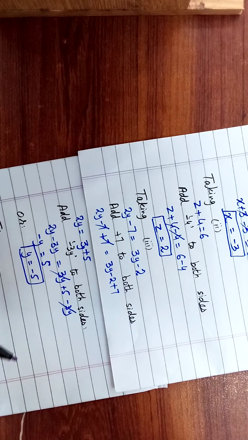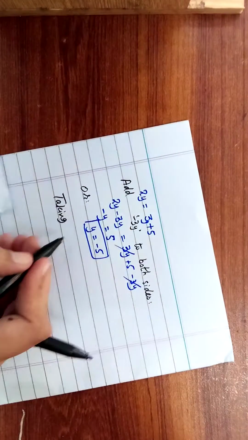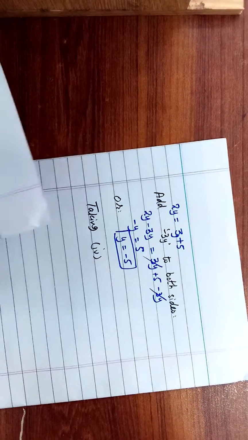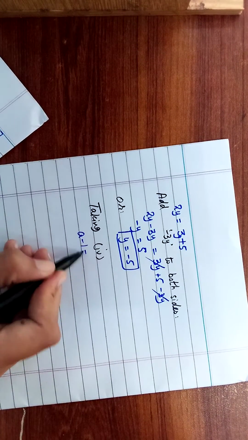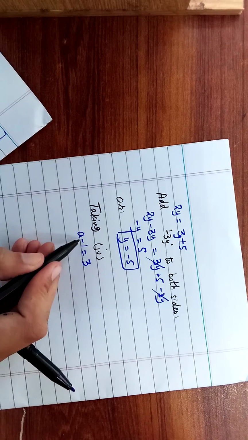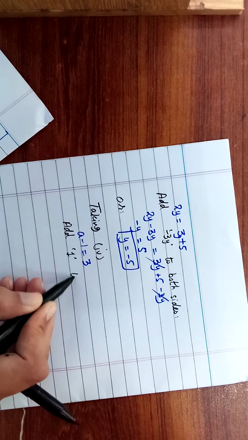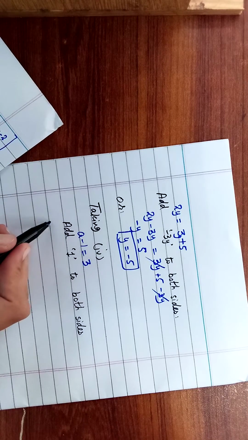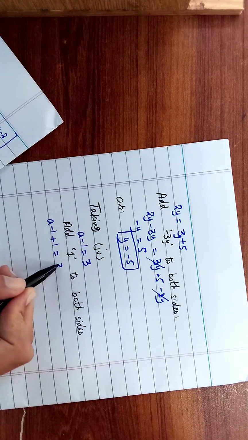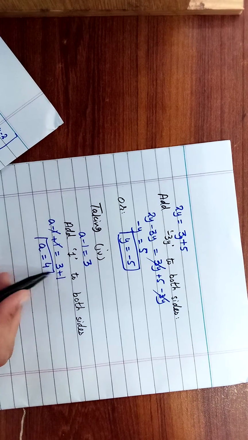Now taking equation 4. The equation 4 is a minus 1 is equal to minus 3. We will solve this equation. To find the value of a, we will add plus 1 to both sides. So a minus 1 plus 1 is equal to 3 plus 1. Minus 1 and plus 1 are cancelled, so a is equal to 4. The value of a is equal to 4.